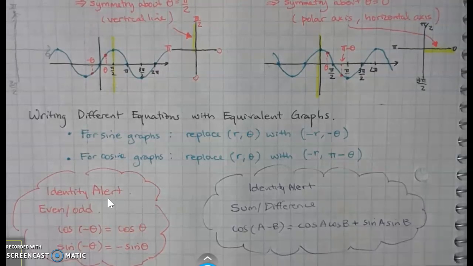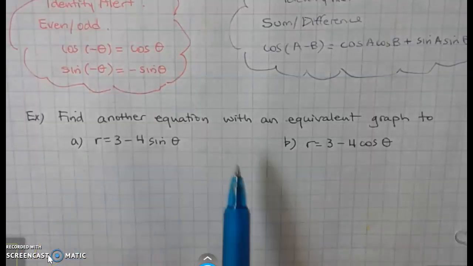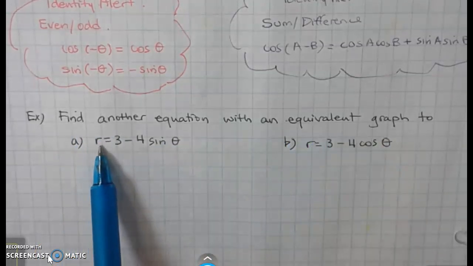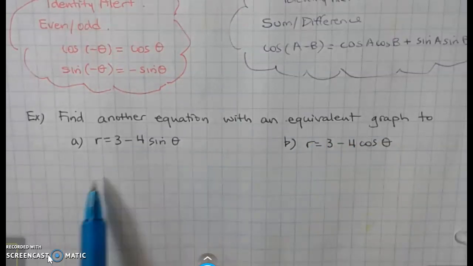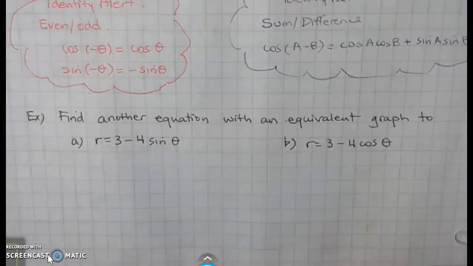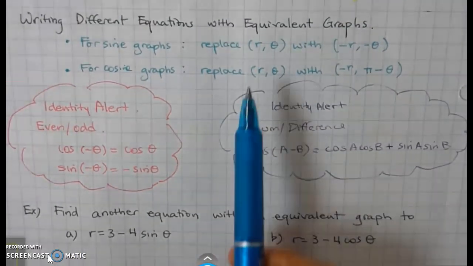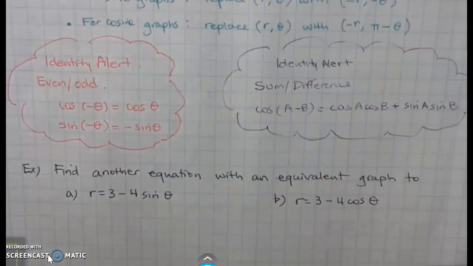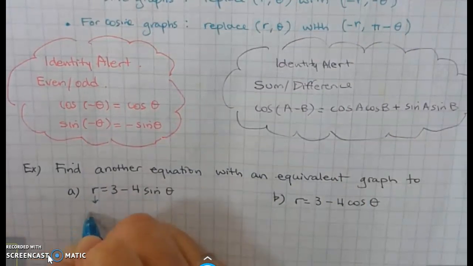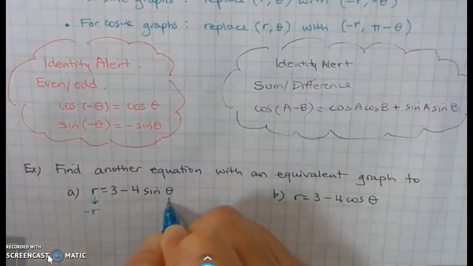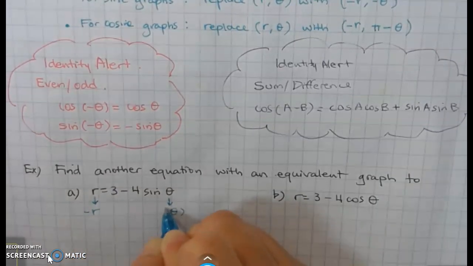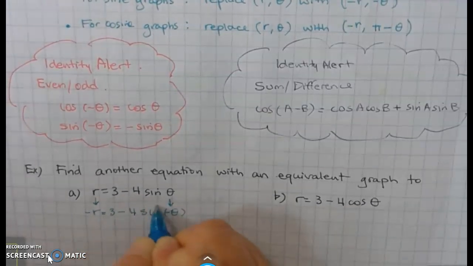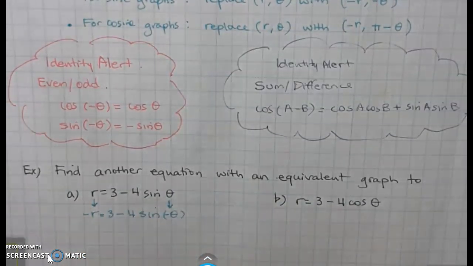Okay, so we're going to try two different problems. If I asked you to find another equation with the equivalent graph to first, r is equal to 3 minus 4 sine of theta. Okay, so this is my sine graph. With sine, r and theta get replaced by negative r and negative theta. So I change r to negative r, and theta to negative theta, and everything else stays the same. Negative r is equal to 3 minus 4 times sine of negative theta. And then from here, you need to simplify this.